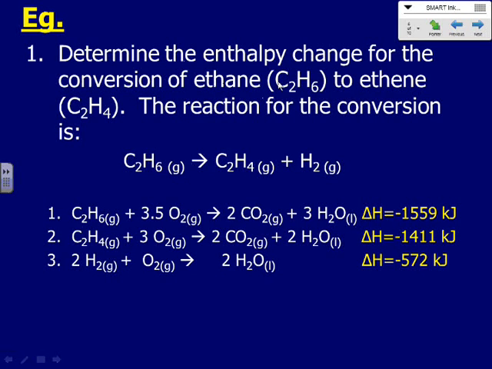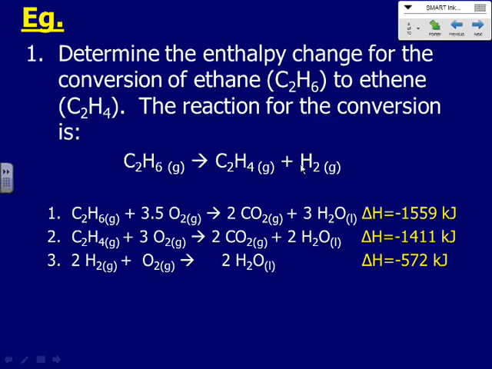So in our first reaction, we have to determine the enthalpy change for the conversion of an ethane molecule, C2H6, to an ethene molecule, C2H4. Here's the reaction that represents the overall reaction that we want to study. You'll notice that our ethane molecule has 2 extra hydrogens than the ethene, and so essentially we want to remove a hydrogen molecule from our original molecule.